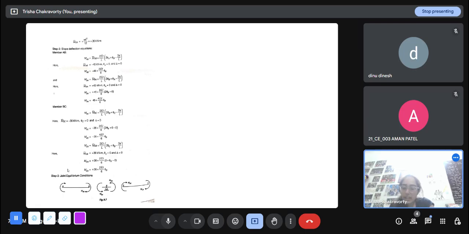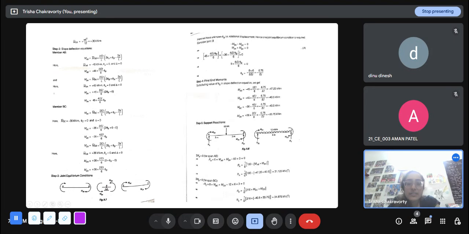Okay. Now I will add the joint equilibrium conditions. So this is AB, this is the B joint, and this is BC. So we have the unknown theta B, that is the rotational displacement. Hence, one joint equilibrium condition is required. What is that joint equilibrium condition? At joint B, MBA and MBC have to be equal in magnitude, since it's continuous. This is a compatibility condition.